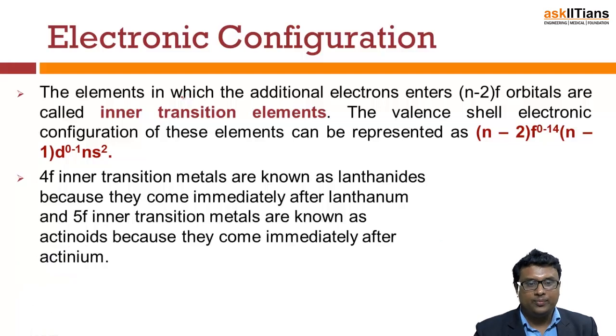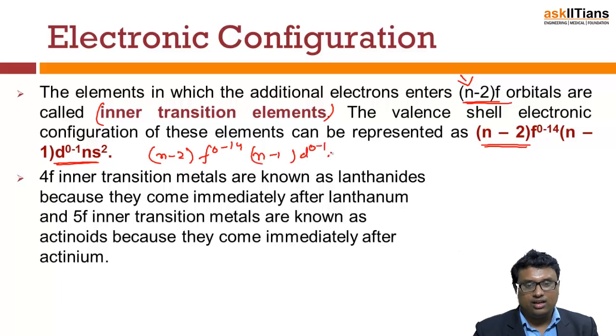Next important point: the elements in which the additional electron enters the (n-2)f orbitals are called inner transition elements. Just like we had transition elements, we have inner transition elements. So what are inner transition elements? These are the elements in which the additional electron enters the (n-2)f orbitals. The valence electronic configuration of these elements can be represented as (n-2)f0-14, (n-1)d0-1, ns2.